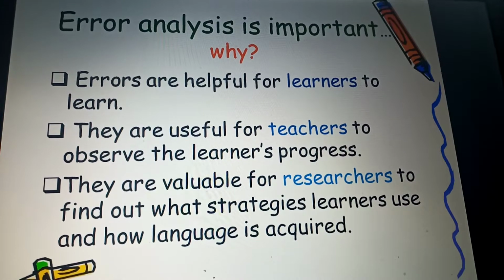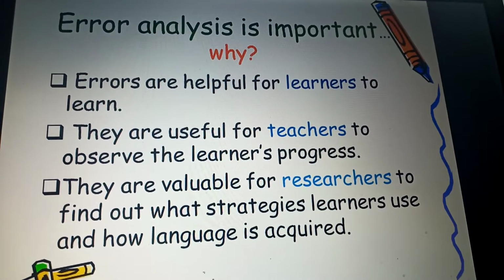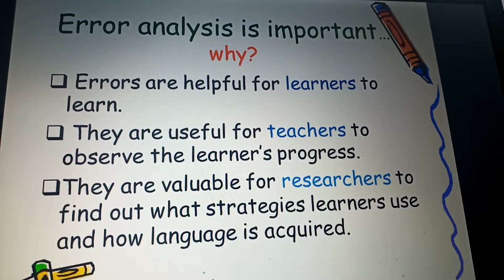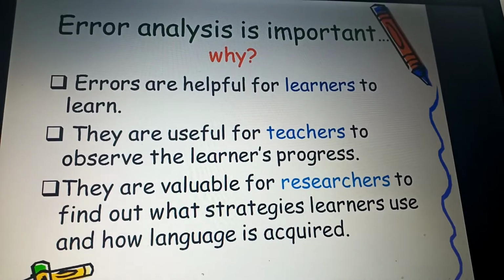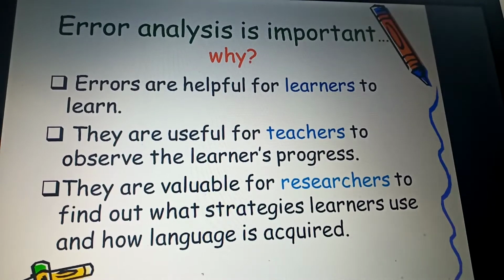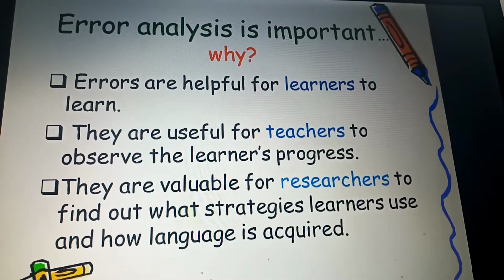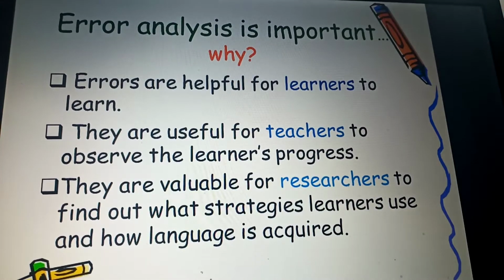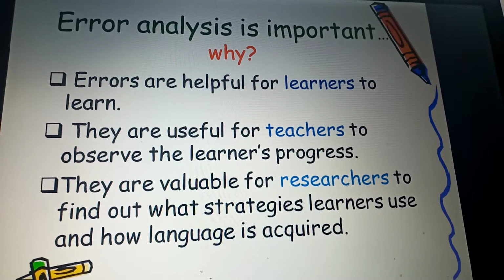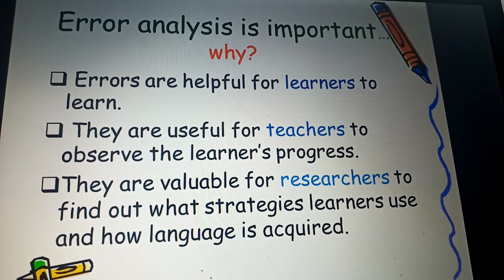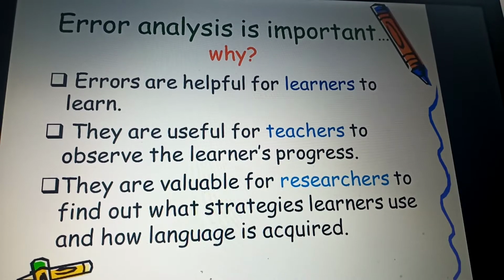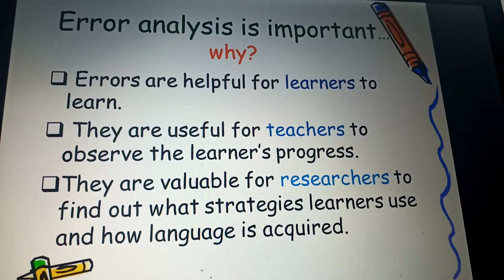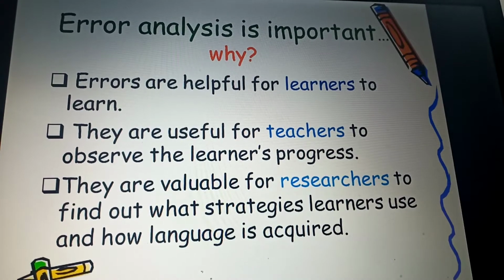Error analysis is important. And why? Why do you think it's very important? Errors are helpful for learners to learn. They are useful for teachers to observe the learner's progress. They are valuable for researchers to find out what strategies learners use and how language is acquired.